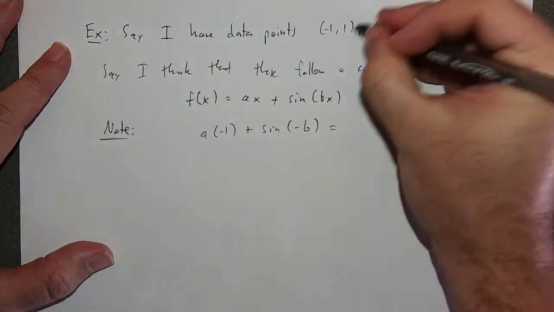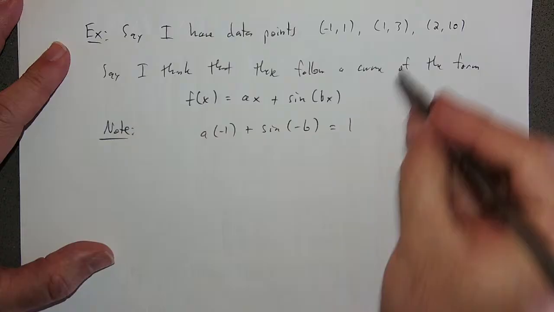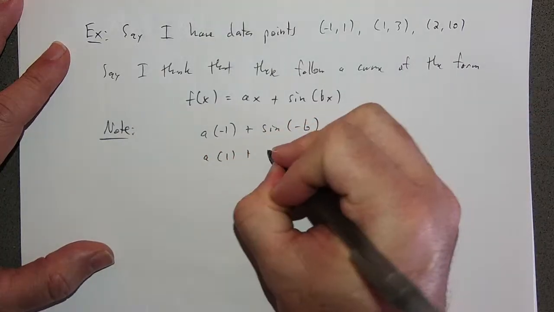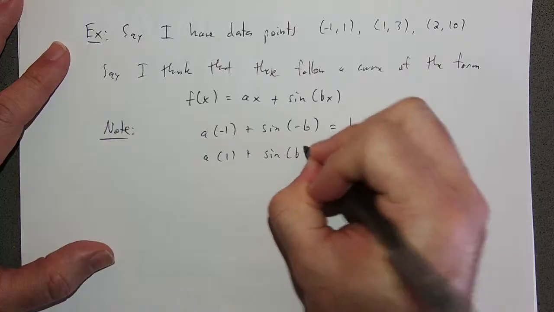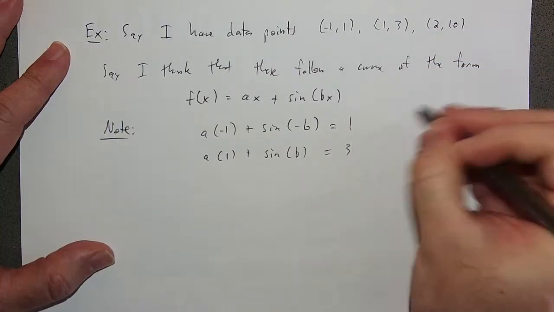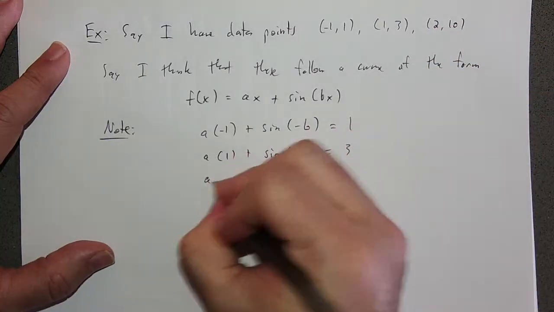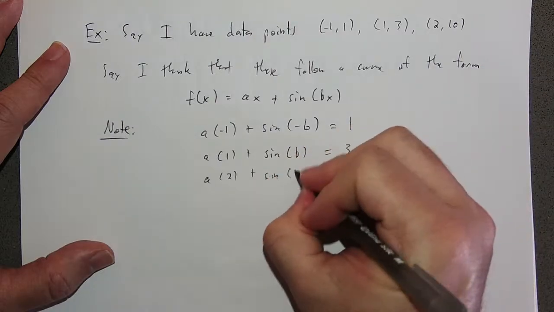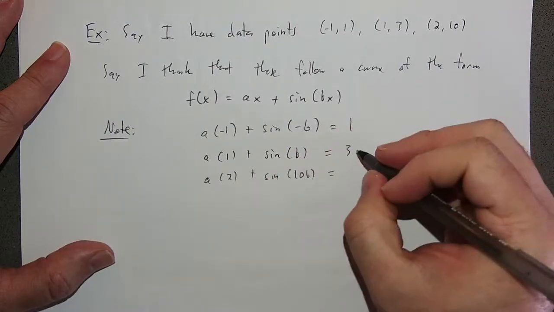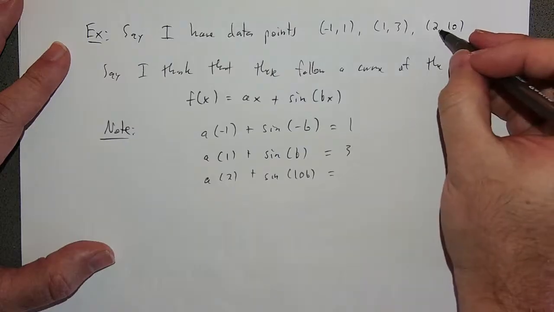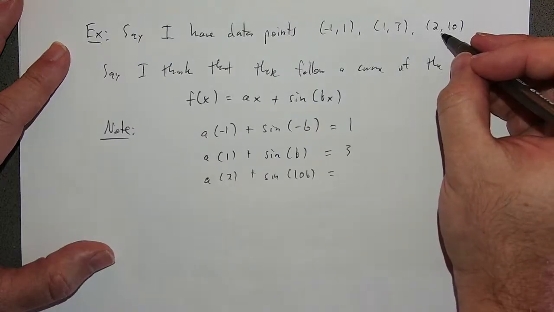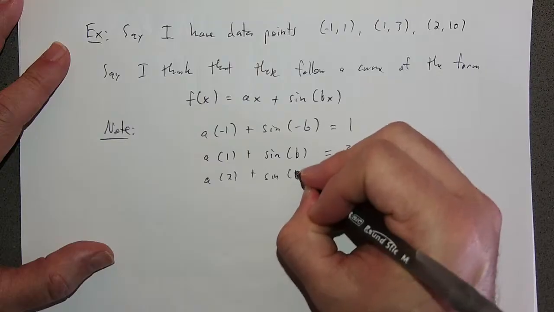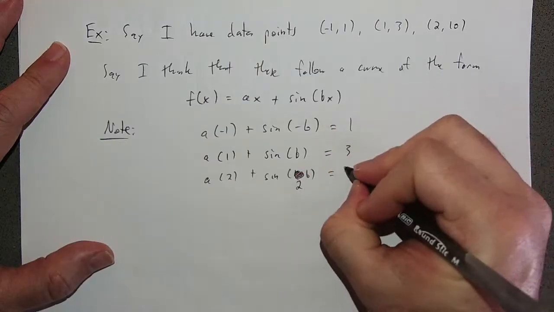Okay, and that would be equal to the y value here, which is 1. And then for 1, 3, I would have a times 1 plus the sine of b, and that'd be equal to 3. And then for the last one, I would have a times 2 plus the sine of 2b, sorry, not 10. And this would be equal to 10.